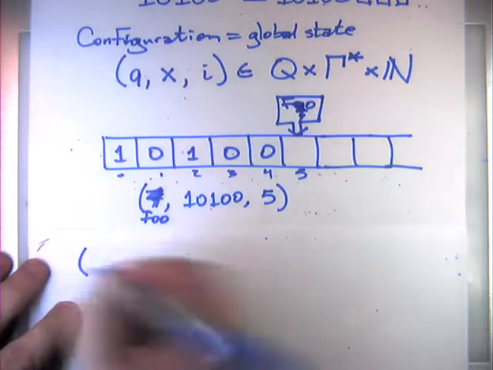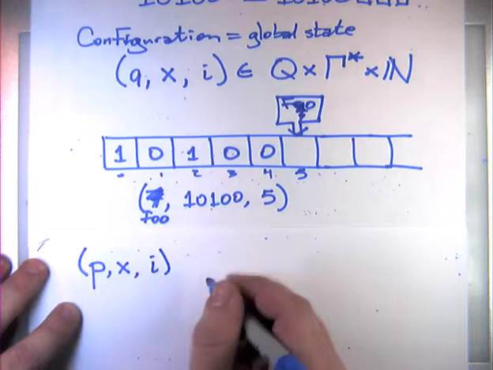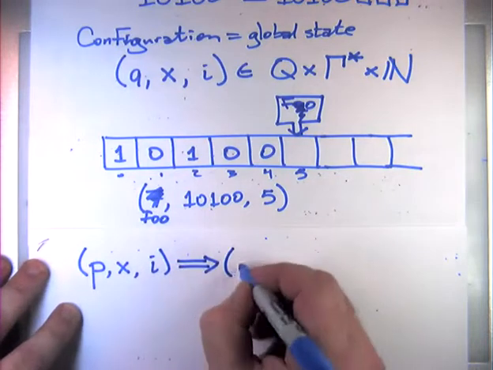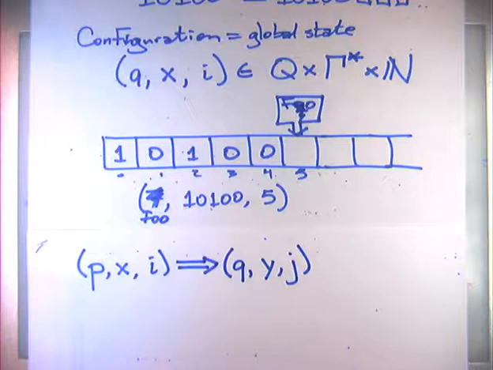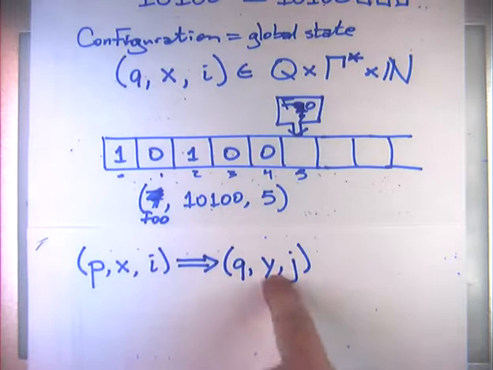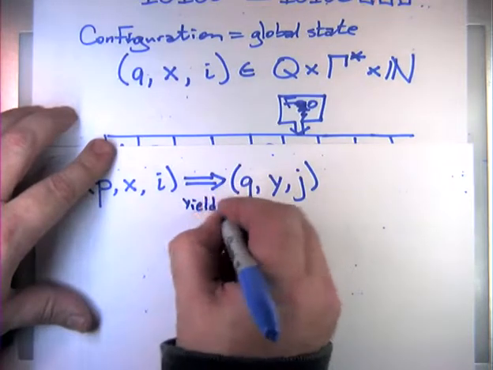Okay. Now, the state evolves. Okay? So if my current state is P, I'm looking at tape X and I'm at position I, then the machine might decide to change to a different state. How it changes is completely determined by its transition function. Its transition function is its code, right? It says, given that I'm in state foo and I'm staring at a blank, I look in the transition table and it tells me what state to move to, Q, what to write onto the tape in place of that blank, Y, and whether to move left or right. So whether J should be I plus 1 or I minus 1. Okay? So this, by the way, is often pronounced yields.